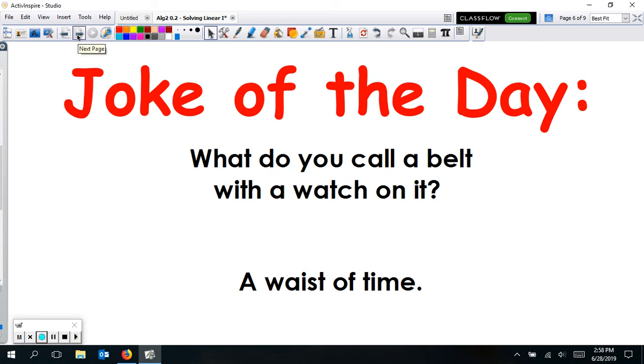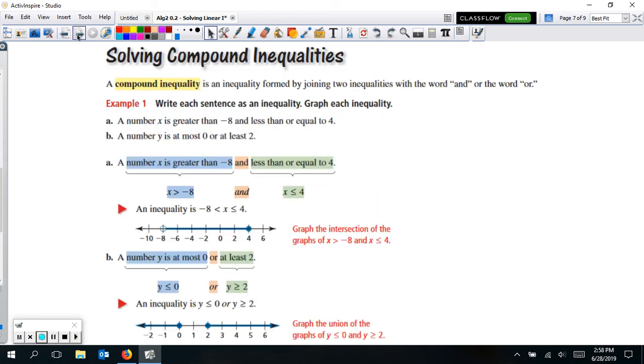All right, moving on to our next part here: compound inequalities, solving compound inequalities. So what is a compound inequality? It's formed by joining two inequalities with the word and or the word or. And if it's the word and, sometimes they don't even use the word and, they just jumble it together. They put it in one long, big inequality.